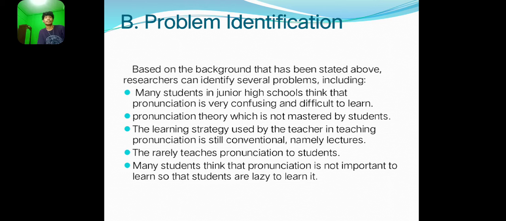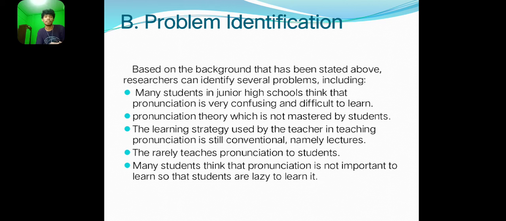And the next, problem identification. There are five basic points in the background that has been stated about the research, and here we can identify several problems, including the first, many students in junior high school think that pronunciation is very confusing and difficult to learn. And the second, pronunciation theory is not mastered by students.